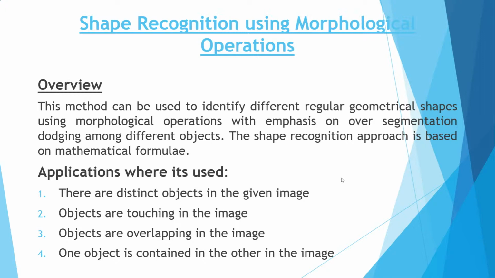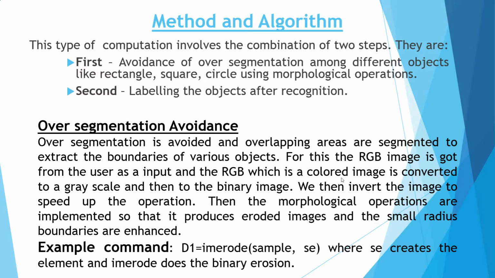There are 4 conditions in which this application is used. The objects must be distinct, they must be touching, overlapping, and contained in the image. Let's look at the method and algorithm. It involves 2 steps. The first is the avoidance of over-segmentation among different objects like rectangle, square, circle using morphological operations. The second is the labeling of the objects after recognition.